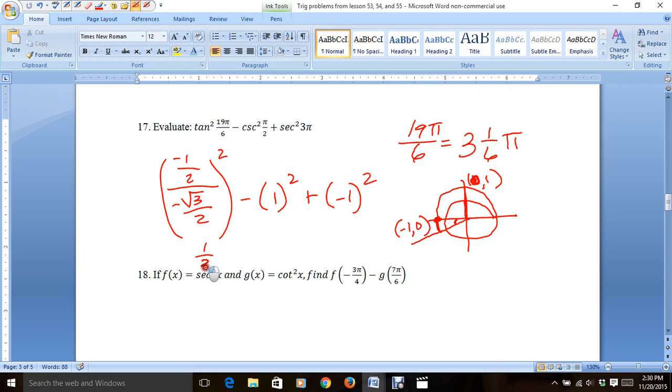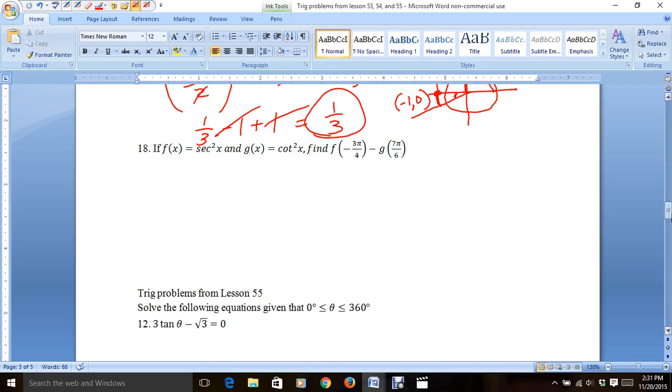When you square it, the 2's cancel, and you've got 1 over square root of 3, so if you square that, you get 1/3. And then this is -1 plus 1, so it's just 1/3 because these cancel. So that's your final answer for that problem.